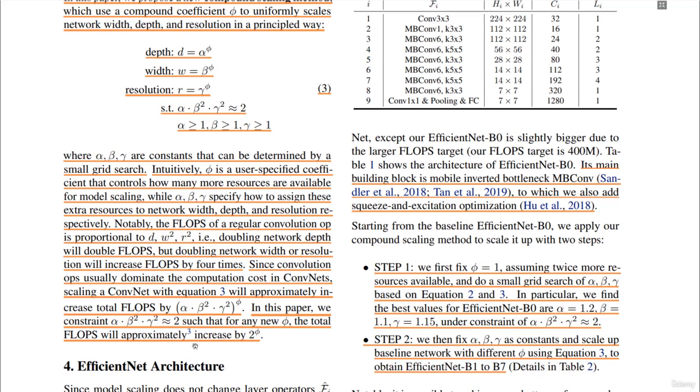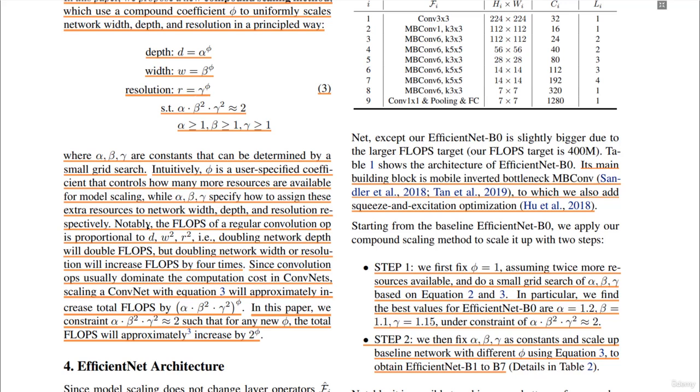So if we have to increase the number of operations by increasing the depth, the width, and the resolution simultaneously, then this increase will be proportional to alpha times beta squared times gamma squared, all to the power of phi, since this is the same as alpha to the power of phi times beta squared to the power of phi times gamma squared to the power of phi. Or you could better put this as alpha to the power of phi times beta to the power of phi, squared, times gamma to the power of phi, squared, since beta to the power of phi is the width and gamma to the power of phi is the resolution.